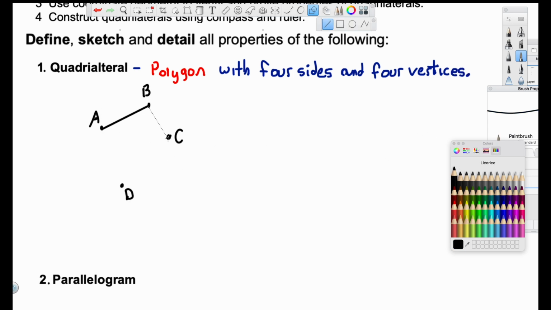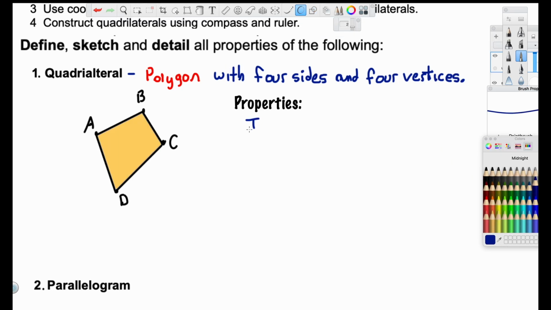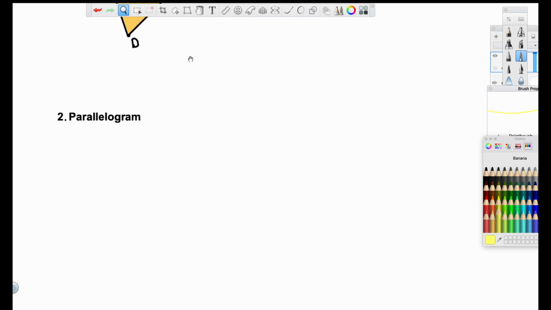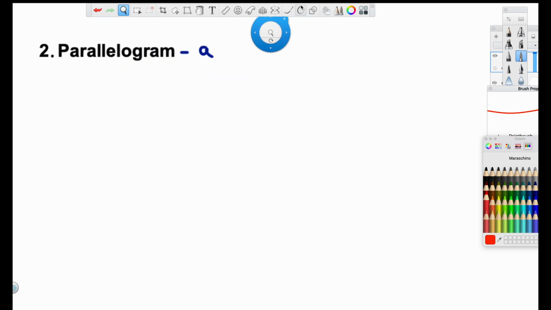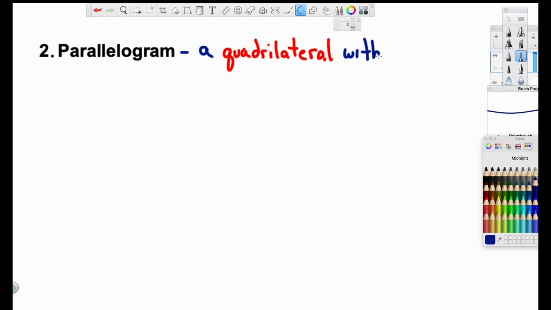So I'm going to sketch out here a quadrilateral ABCD, and the only property I'm going to list here is that the interior sum is 360 degrees. So we know a triangle is 180 and a quadrilateral is 360. A parallelogram is a quadrilateral with 2 pairs of parallel sides.